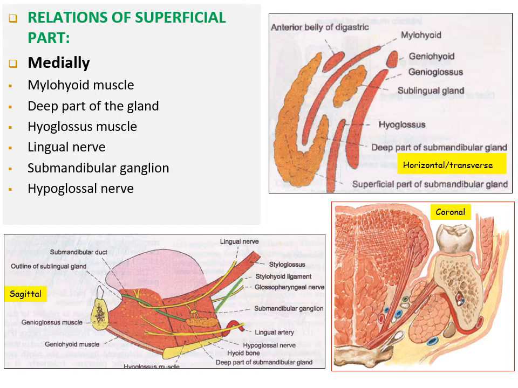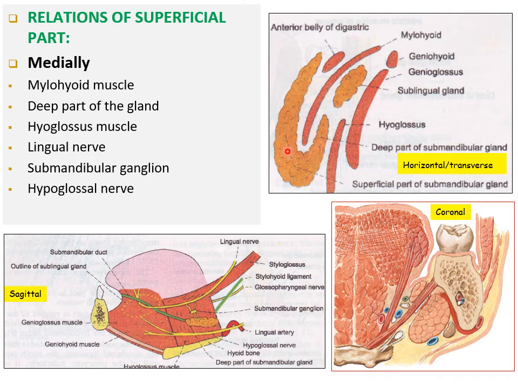We will continue the relations of the superficial part of the gland. Now we will see the medial relations. You will understand these medial relations from three sections: horizontal or transverse section, coronal section and sagittal section. First we will begin with the transverse section.